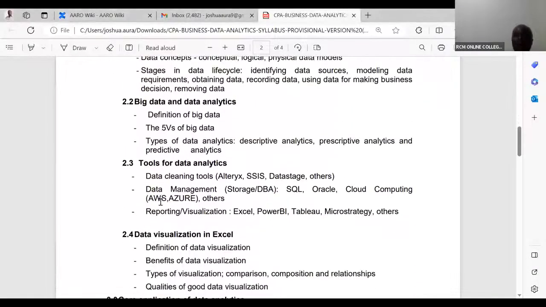Great. And then we have, in this case here, tools for data analytics. So we have what we call data cleaning tools. We have the famous Alteryx, we have DataStage, and then we have others. There are very, very many you can use to clean data. Ladies and gentlemen, just like any mining process, when you're mining gold, you can't mine gold from down there and expect it to be very clean. It comes with a lot of mud, a lot of minerals, which are not part and parcel of the gold.